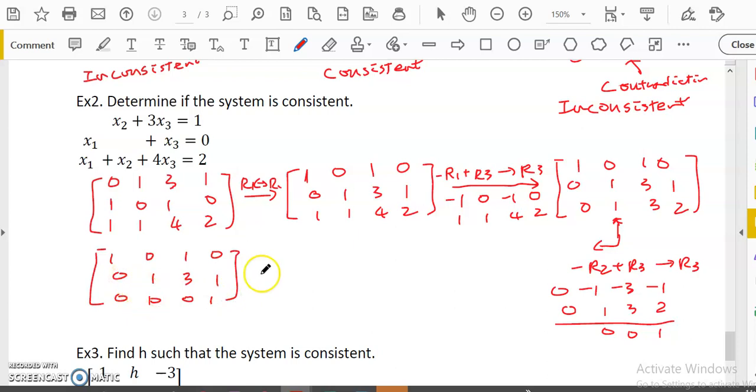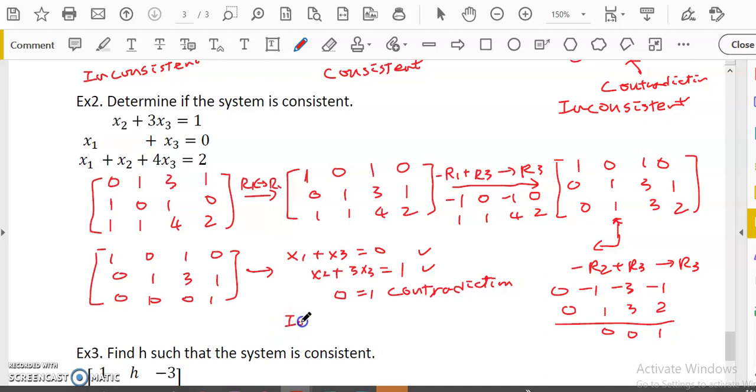So this is upper triangular, but if I write it back, I would have x1 plus x3 equal to 0, x2 plus 3x3 equal to 1, which is fine. This is not a contradiction, but the last one, 0 equal to 1, is a contradiction. So no solution, or inconsistent. So you don't have to continue to solve now.